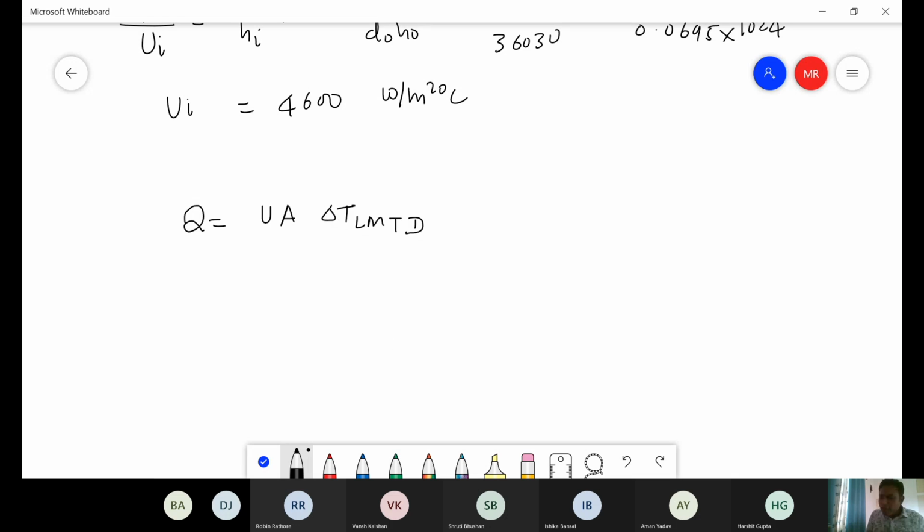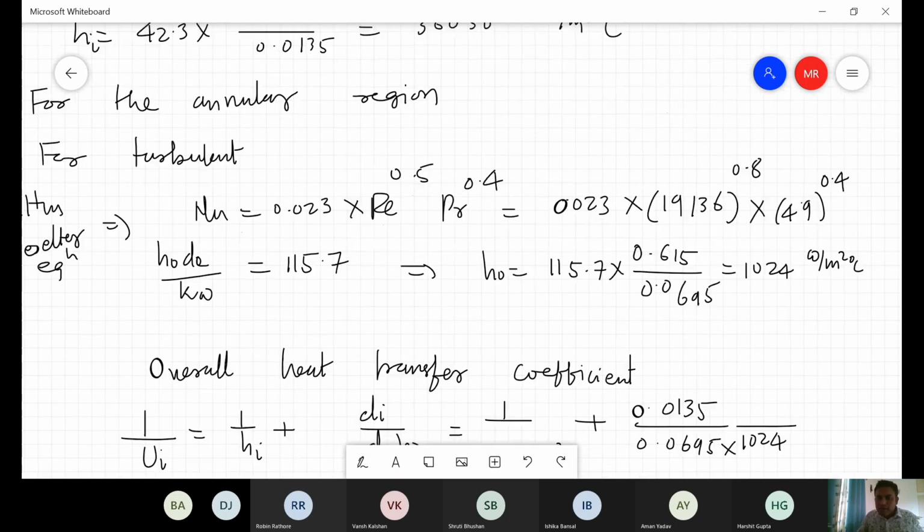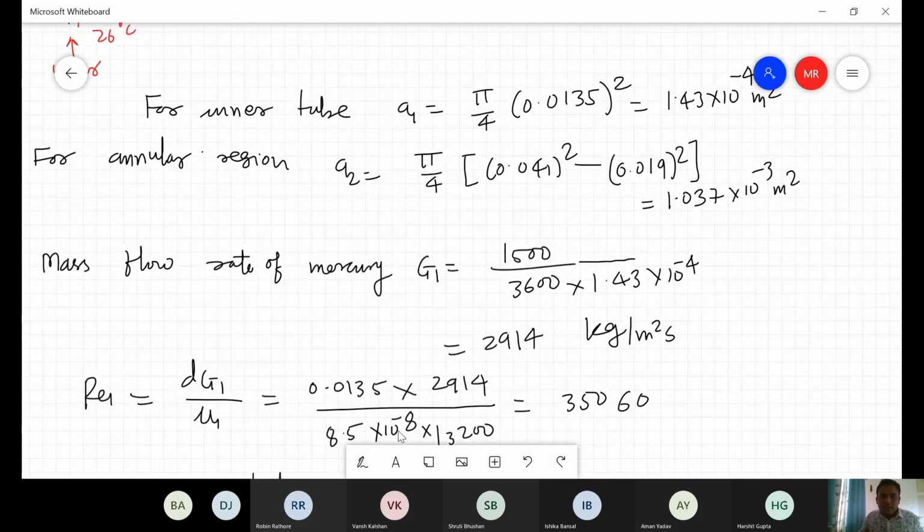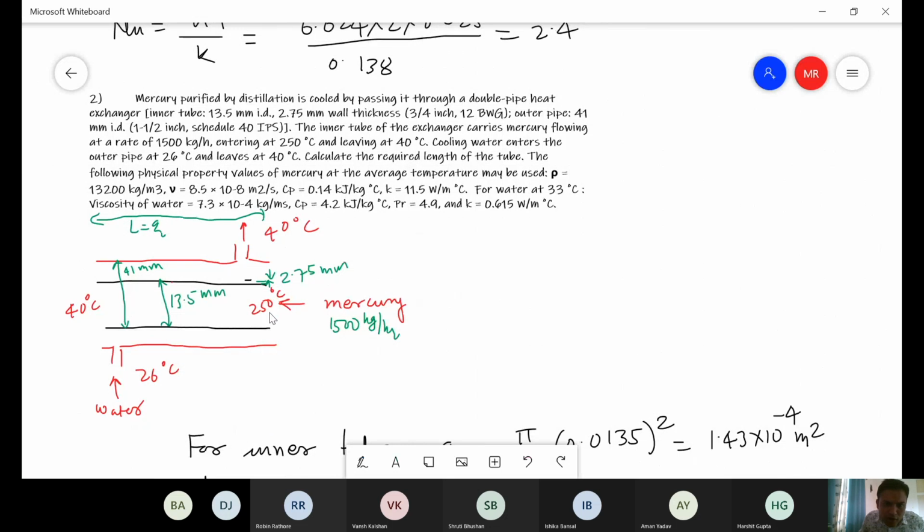Why delta T LMTD? If I go back, remember in the last class itself, I told that since the temperature difference is changing across the length, so here you can see the temperature difference is what? 250 minus 40. But at this end, what is the temperature difference? 40 minus 26. So this temperature difference is changing as we are moving from the right hand side to left hand side. This is not constant. When the temperature difference between the cold and the hot fluid is changing, in that case the delta T which one has to use, that is the log mean temperature difference, isn't it? So that is why Q is given as UA delta T LMTD.